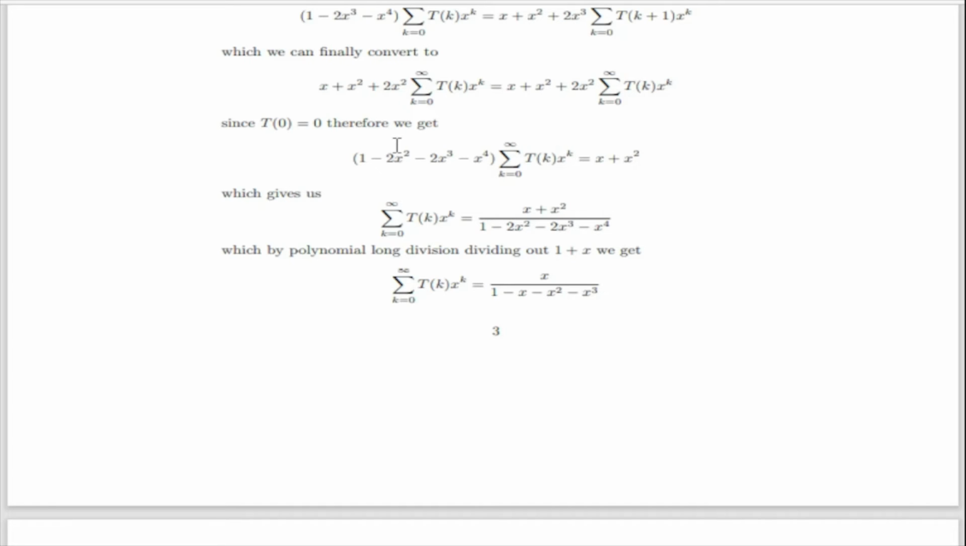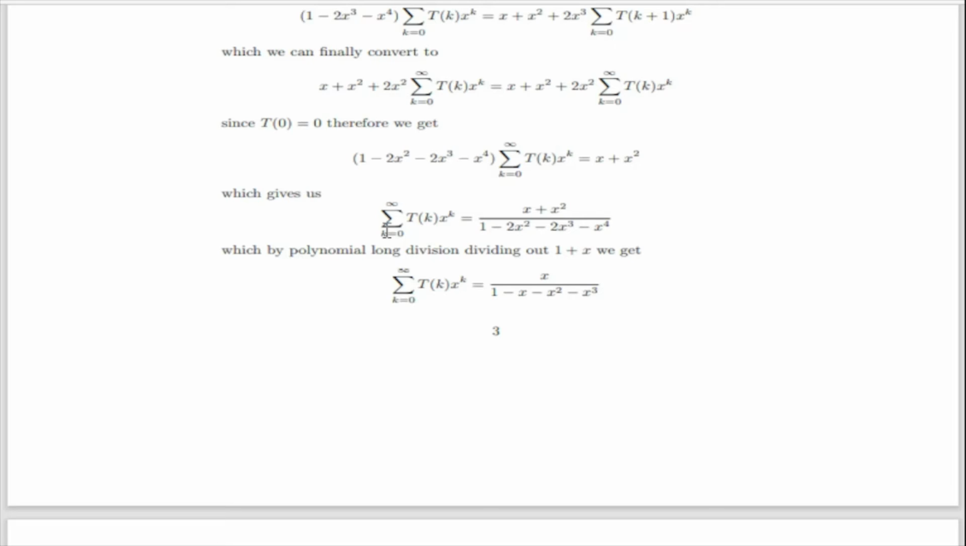Since t of 0 equals 0, we can pull this over to the other side, which gives us 1 minus 2x squared minus 2x cubed minus x to the 4th, all times our generating function equals x plus x squared, which we can then divide this part out from both sides to end up giving us our generating function equals x plus x squared all over 1 minus 2x squared minus 2x cubed minus x to the 4th.